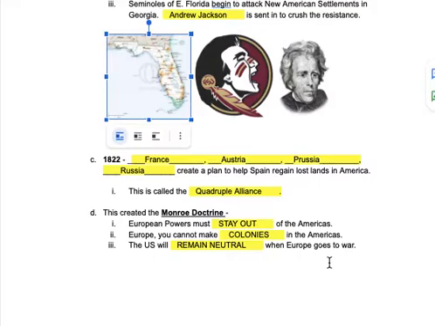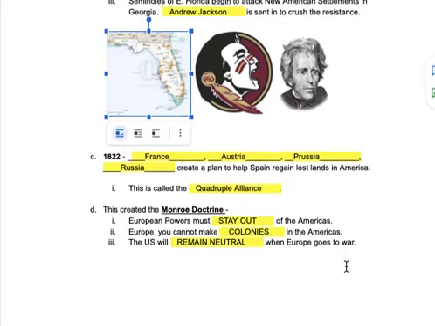2, Europe cannot make colonies in the Americas. So any new areas that might be explored or discovered, island or not, could not be claimed by France, Austria, Prussia, Russia, or any European colony for that, or country for that matter. Finally, it said the United States will not choose sides. It will pursue a policy of neutrality and remain neutral if Europe goes to war. Lastly, this picture kind of sums it up. When you draw a line in the sand, you are taking a stand against something, or you're standing up for something. Uncle Sam here represents the United States, and written in the dirt is Monroe Doctrine. He's saying European powers, Germany, Britain, stay out, or it'll lead to war.